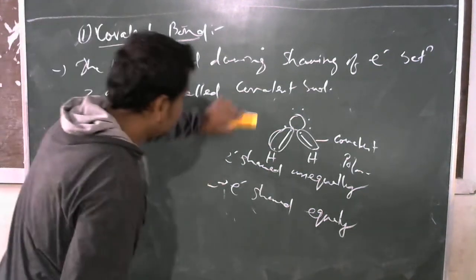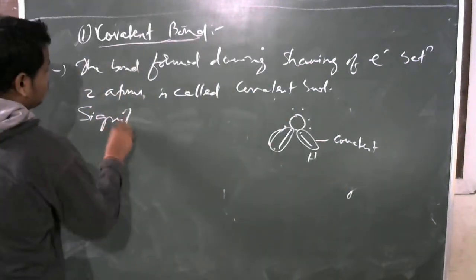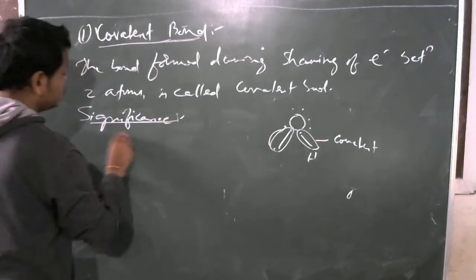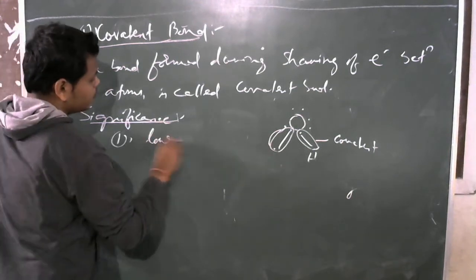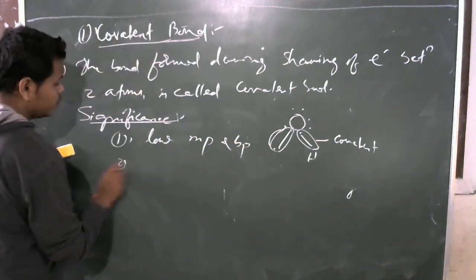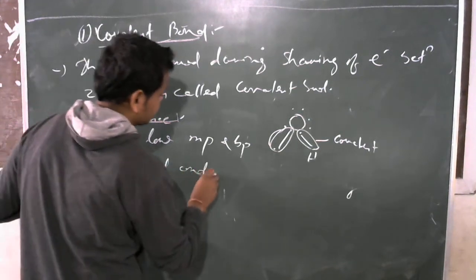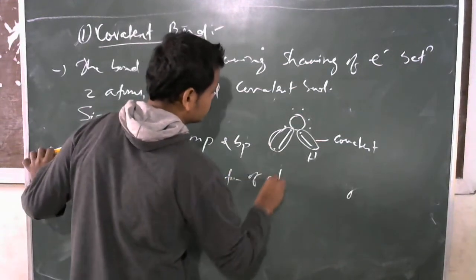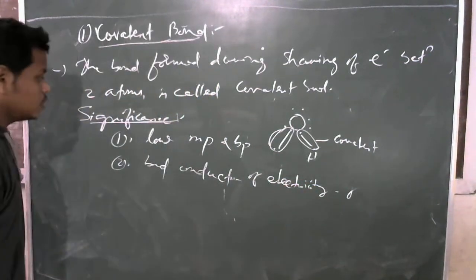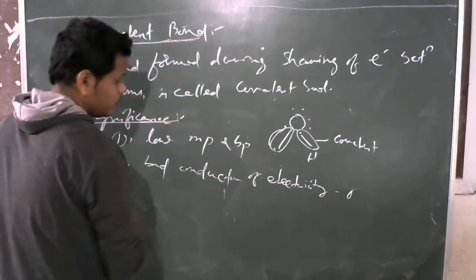Then their significance. Significance of covalent bonds. First one, they have low melting point and boiling point. Then they are bad conductors of electricity, due to the absence of ions. That's why they are bad conductors of electricity.